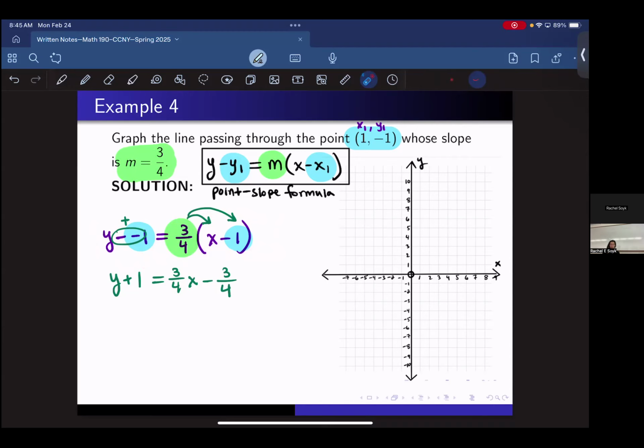But if they told you to graph, which they do in this case, or put it into slope intercept form, you really want to get it into your slope intercept first so that you can really identify what your slope is and what specifically your y-intercept is. So this step right here is we are simplifying to put into slope intercept form.